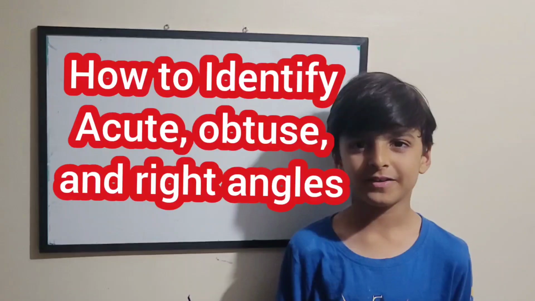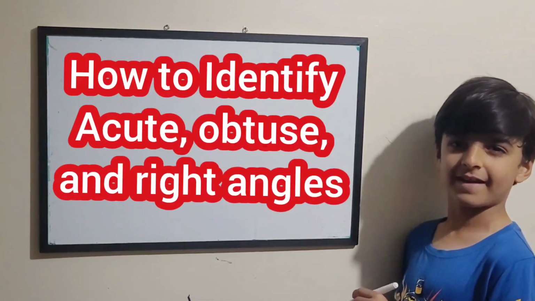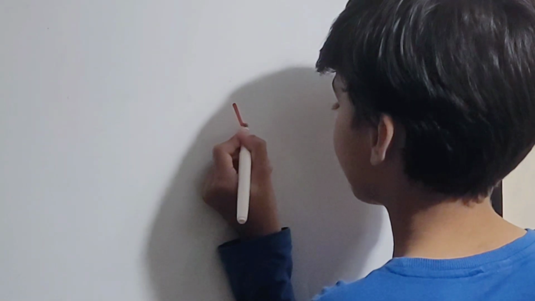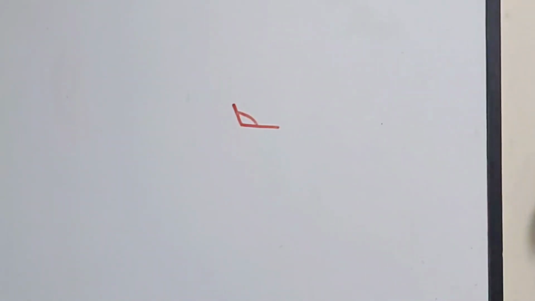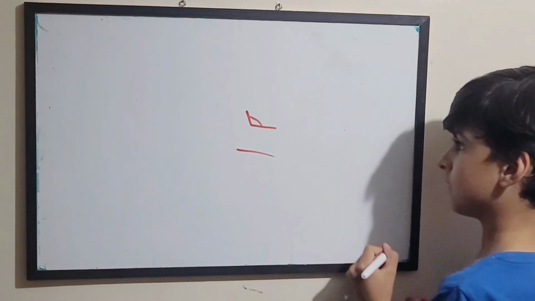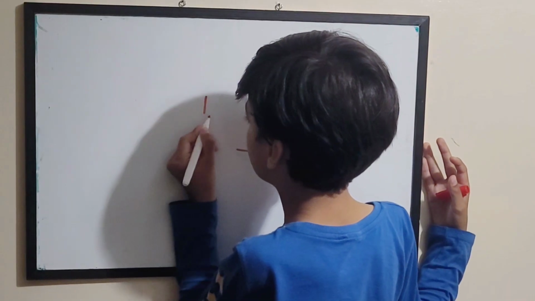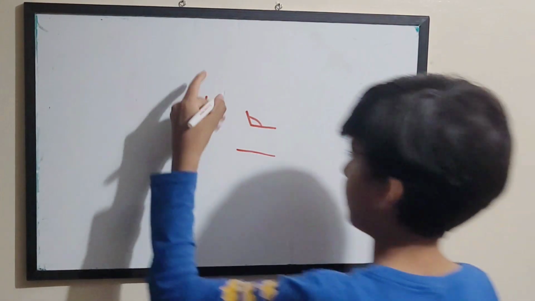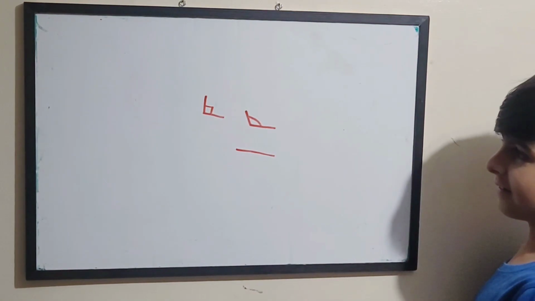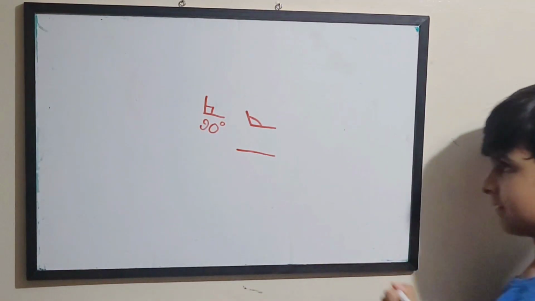Hi, and today I'm going to show you how to identify acute, obtuse, and right angles, okay? So, let's look at this example. Now, let's work out which one it is, okay? So, if your angle is just a straight line over here, something like this, and the square over here, it is a right angle, always. So this is 90 degrees.